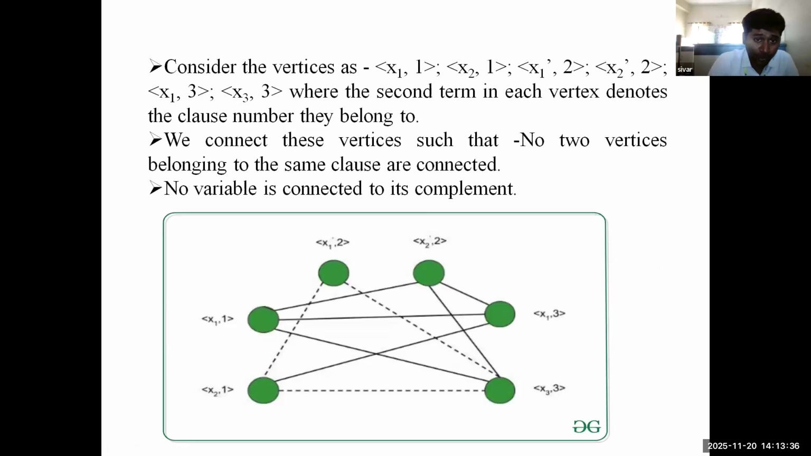Once you look at the vertices, three vertices in a clique: x1 comma 1, x2 comma 1, and x1 comma 2.